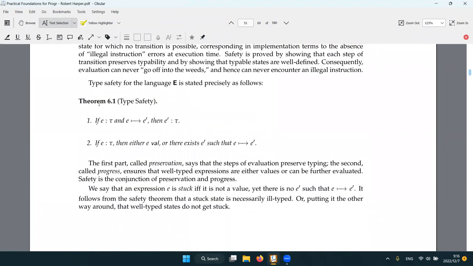So the type system formally has two parts. The first part is called preservation, which states that if an expression has some type and then we have a step of evaluation, then the type doesn't change. To be honest, I don't know how this can be violated unless the language definition is seriously messed up. Say we add two numbers and we get a string back.